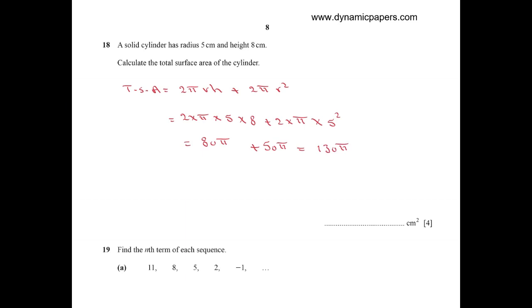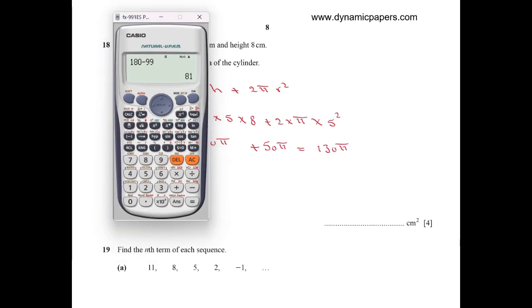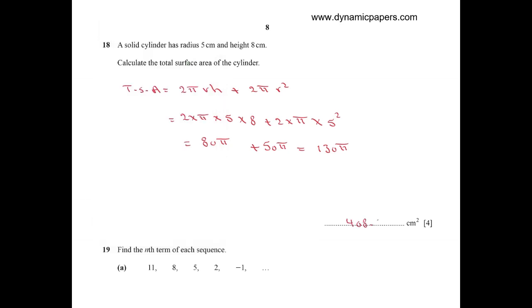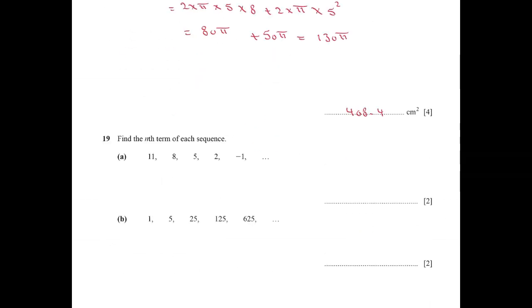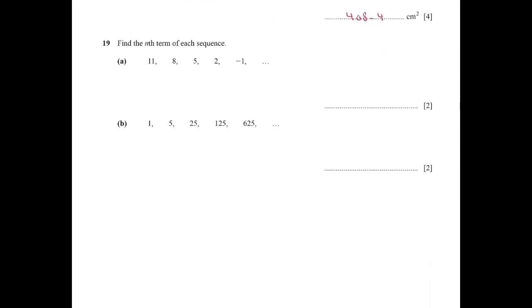If you need to write it to 3 significant figures, you have to write 130 pi in your calculator. And then it will be 408.4 centimeter square.